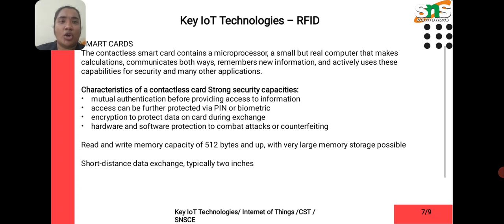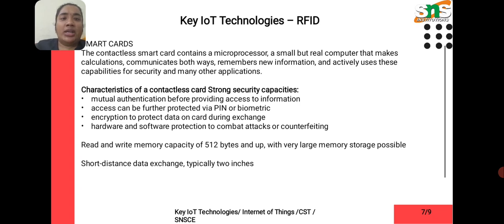A contactless smart card contains a microprocessor, a small but real computer that makes calculations, communicates both ways, remembers new information, and actively uses these capabilities for securing data and many other applications. Characteristics of contactless cards: strong security capabilities, mutual authentication before providing access to information. Access can be further protected via PIN or biometrics, encryption to protect data on the card during the exchange of data, and hardware and software protection to combat attacks or counterfeiting.